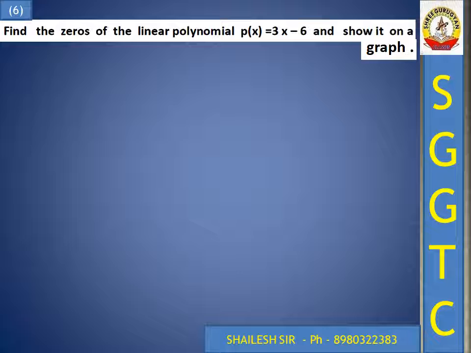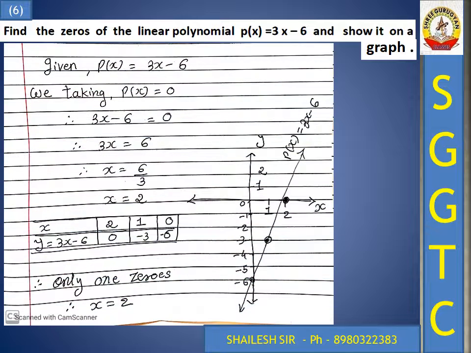First of all, I define the linear polynomial given, 3x minus 6, and find the zeros. That is why I take 3x minus 6 equal to 0. Applying that, 3x minus 6 equal to 0, definitely you get x equal to 6 by 3, and 6 by 3 is nothing but x equal to 2. So up to there, the zero of the linear polynomial is finished. Now I go to the graphical solution.